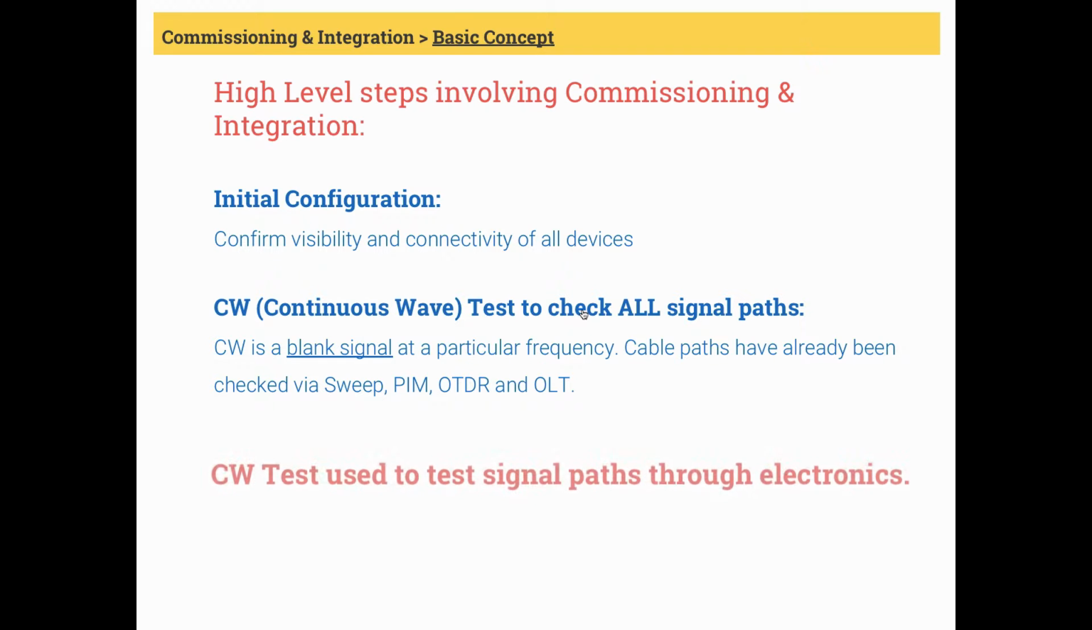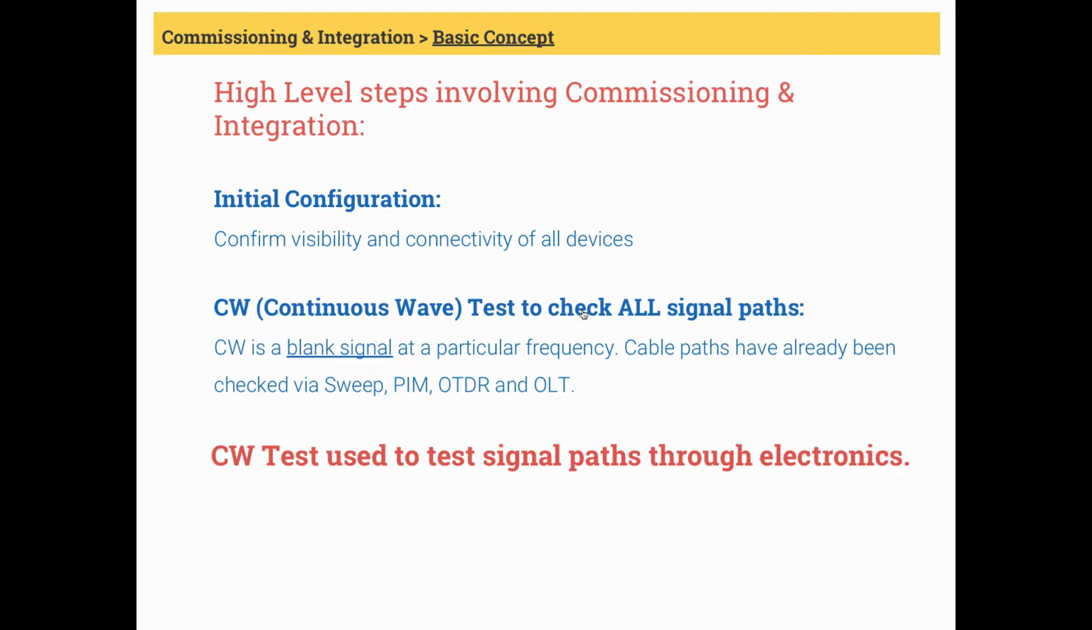We need to check signal paths from head end to remotes and all the way to the antennas. Remotes are connected to the head end via fiber and connected to antennas via coaxial cable. So if we feed continuous wave signal into the head end and then measure signal at each electronics on the way to the antennas, we are essentially checking the full signal paths.